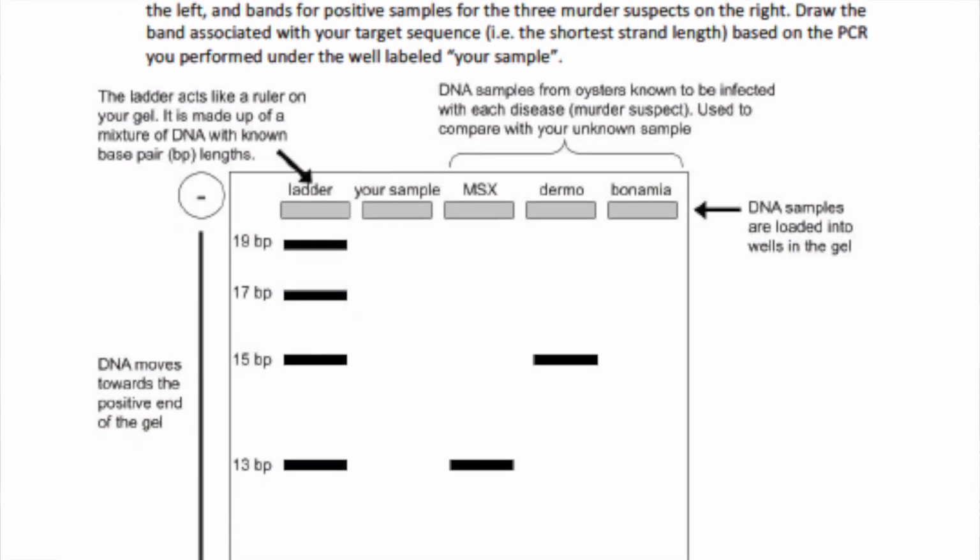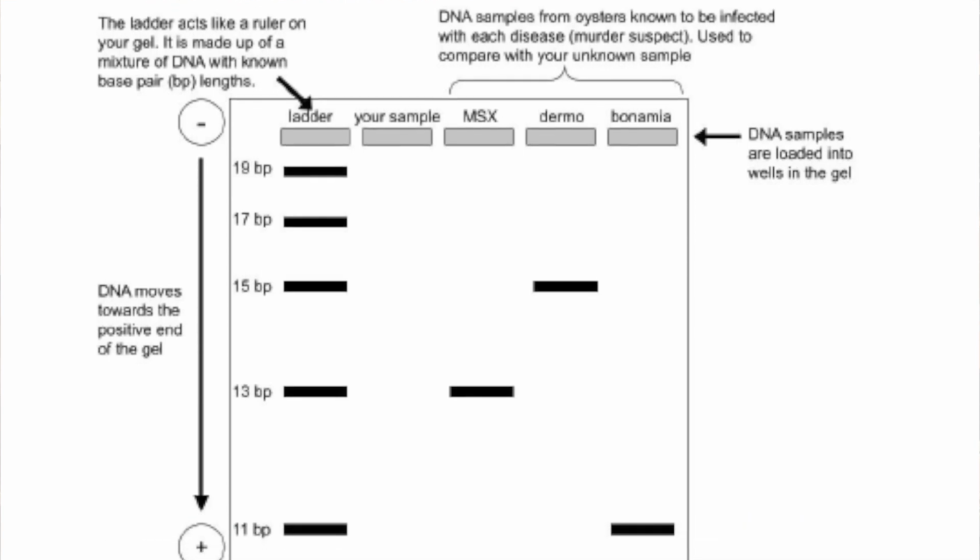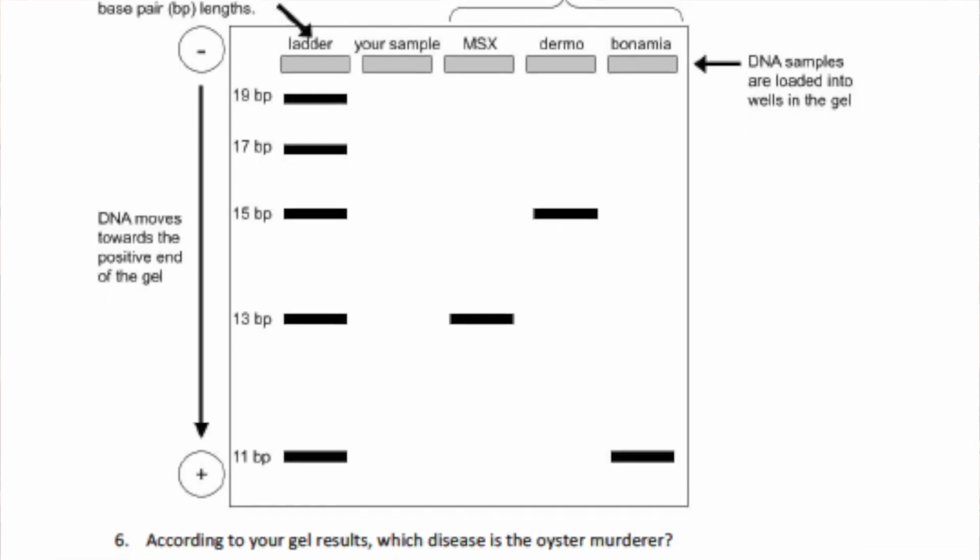Using their DNA strands or the handout, students will then complete a worksheet with a few short questions and then run a gel of their PCR products by filling in this diagram. With their gel diagram, they will then be able to identify the oyster serial killer in this lesson.